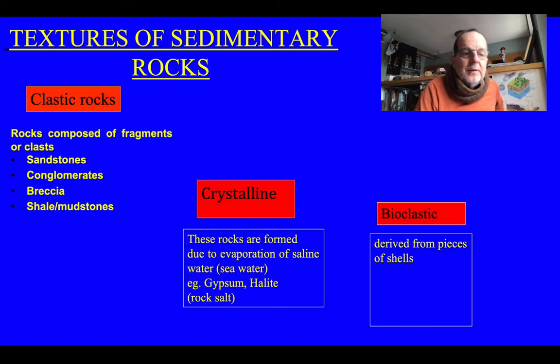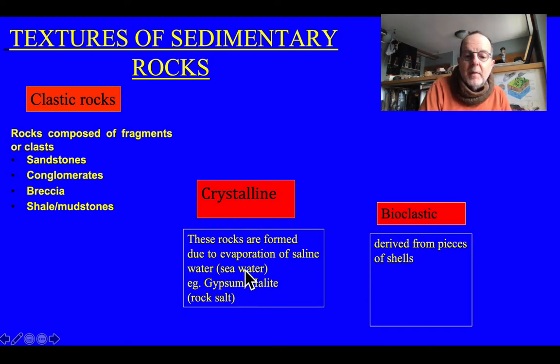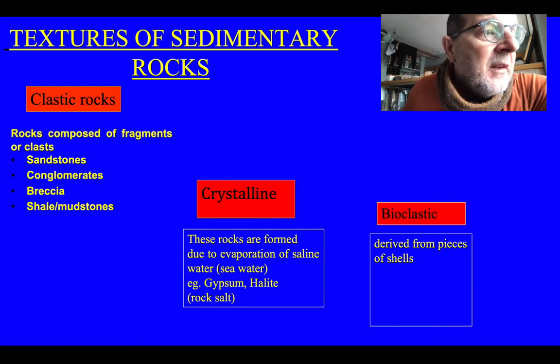Textures of sedimentary rocks. Clastic: rocks composed of fragments or clasts. Clast just again means fragment, so a sandstone rock, a conglomerate rock, a breccia rock, a shale or a mudstone. These are clastic, land-derived, inorganic rocks. We have crystalline sedimentary rock. These rocks are formed due to the evaporation of saline water, so seawater becoming rock salt or gypsum. And then you have bioclastic, fragments again, but this time from life. So the fragments have come from living creatures.